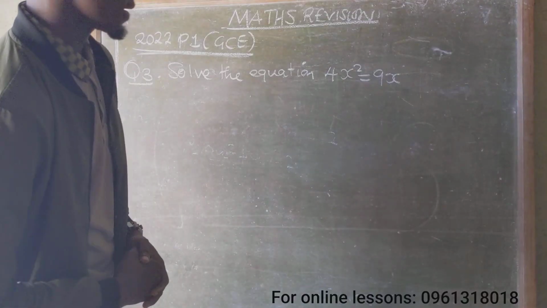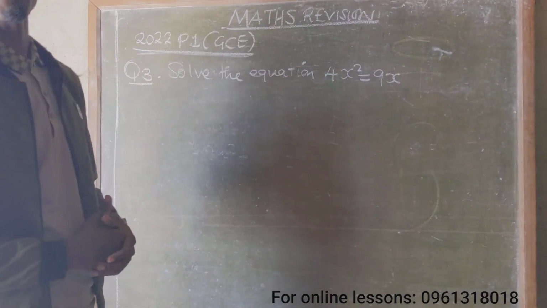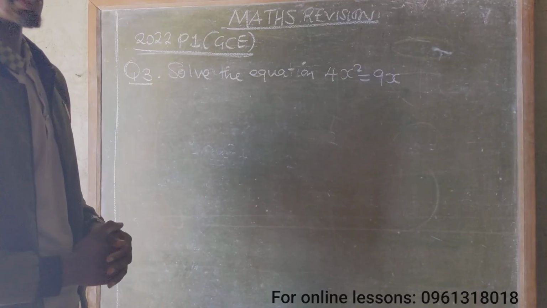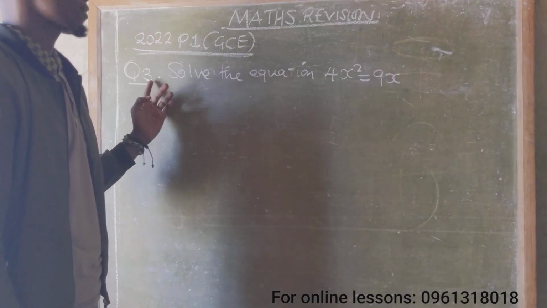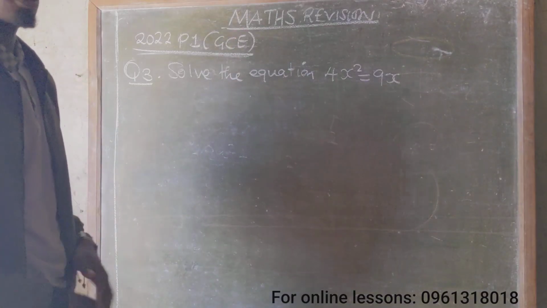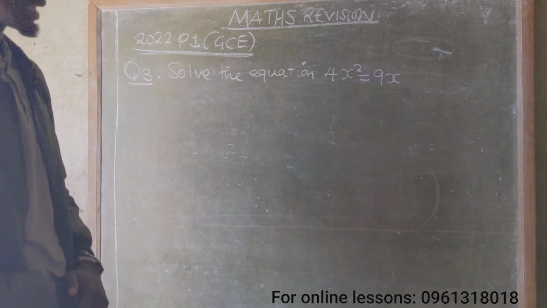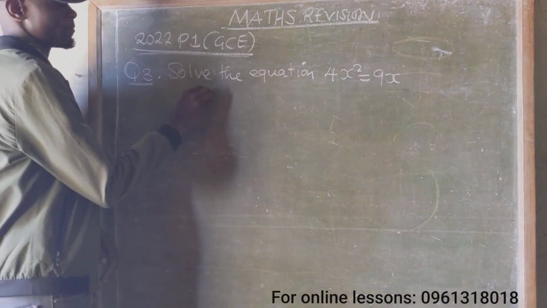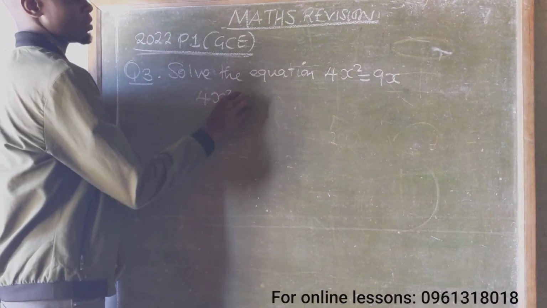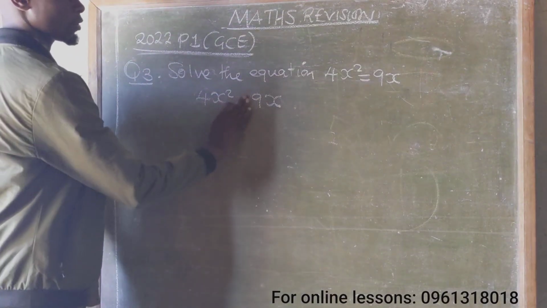Welcome back once again. So we have another question from the same paper, 2022 paper 1, GCE. So we have question 3: solve the equation 4x to the power 2 equal to 9x. Okay, so 4x to the power 2 equal to 9x.